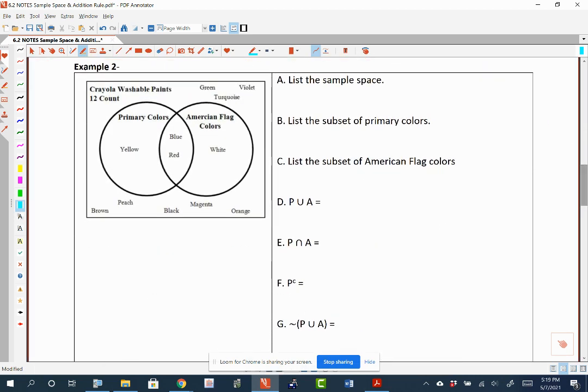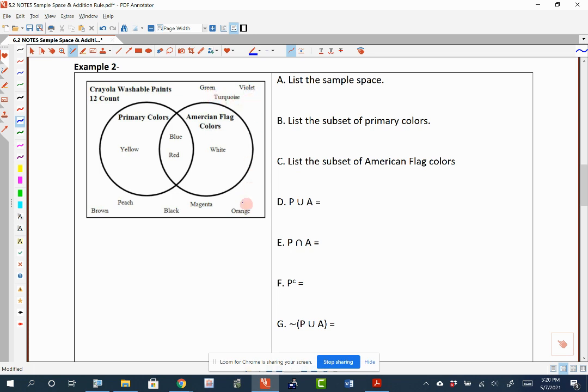Example 2, we've got this Venn diagram, and we notice the way it's labeled. We're looking at crayons, washable paints. It says that there's 12 of them. I see in my Venn diagram, we've got a circle called primary colors, so yellow, blue, and red. We have American flag colors, blue, red, and white, and I definitely see that there's overlapping colors, so blue and red are in both the primary colors and the American flag.